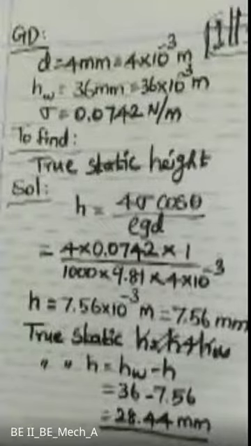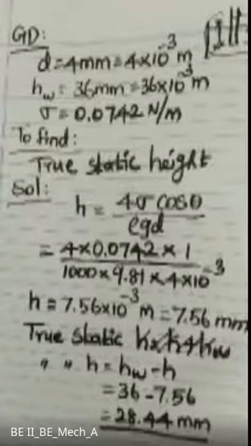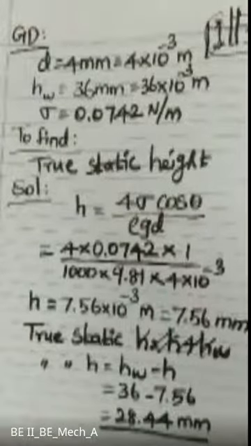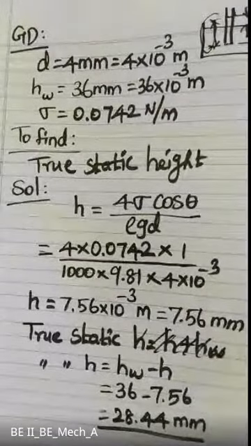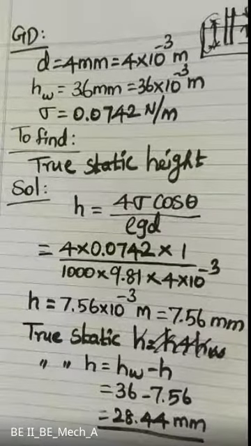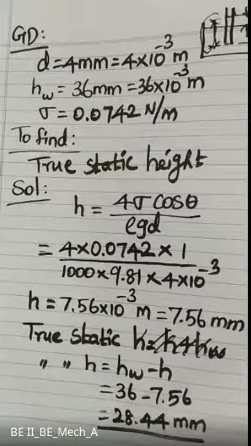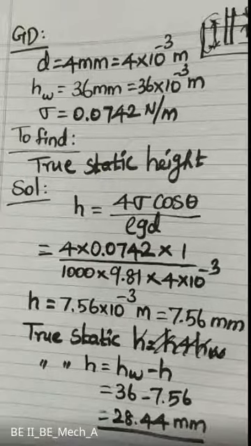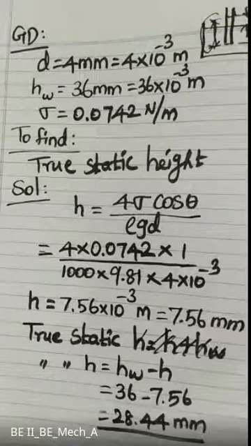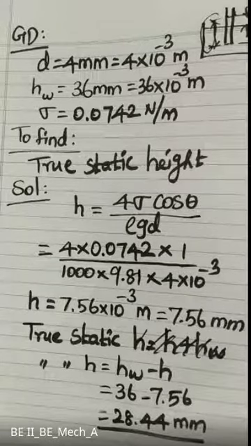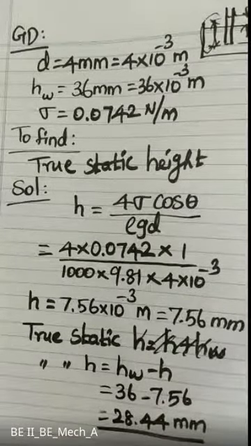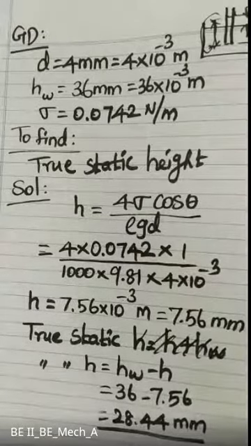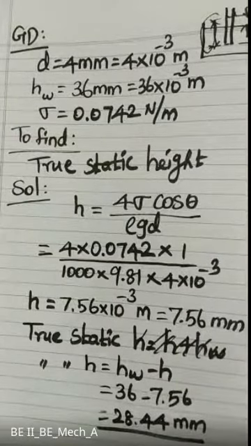Find out the minimum size of glass tube that can be used to measure water level if the capillarity rise in the tube is to be restricted to 2 mm, just 2 mm. Okay. Full stop.